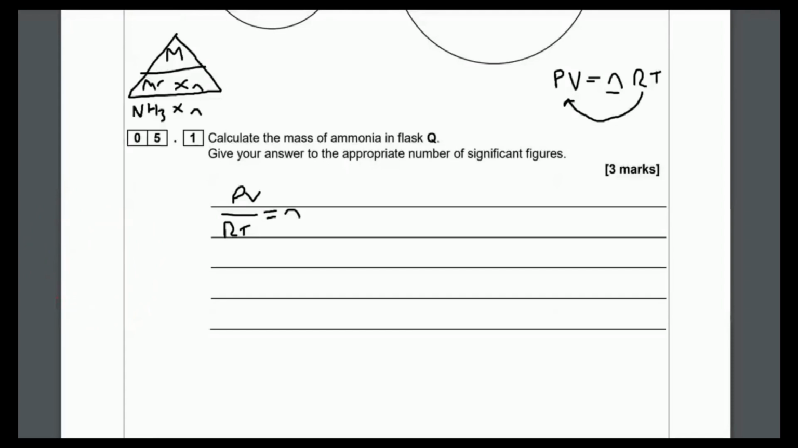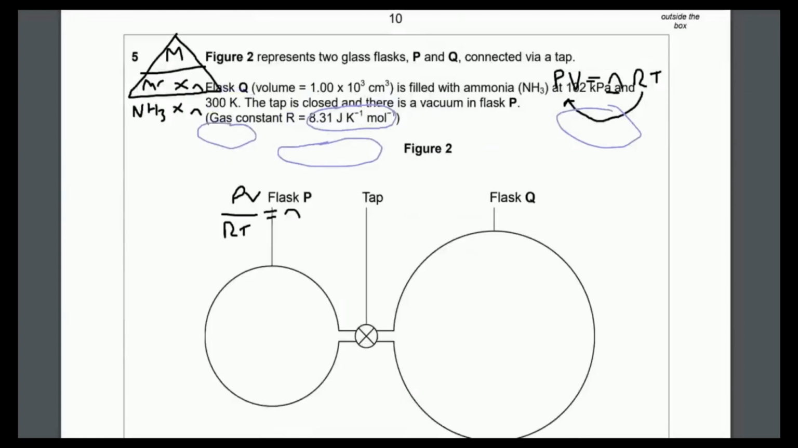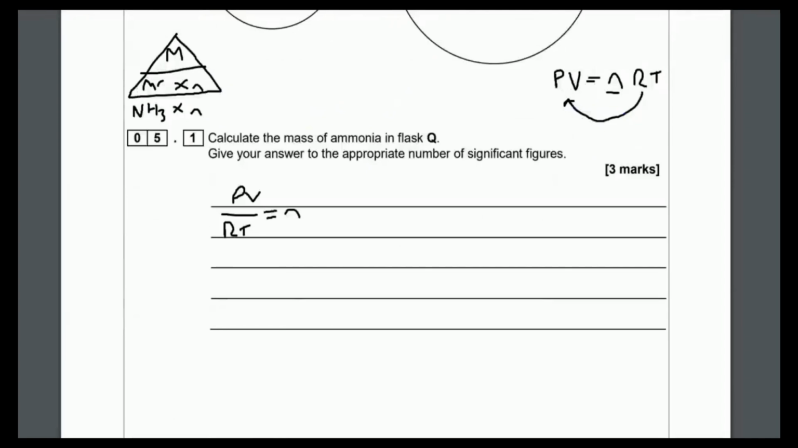So we need to look at what our pressure is in, because it should be in pascals. We've been given 102, so that's 102,000 pascals. 300 K is cool, 8.31 is cool, and we got a volume of 1 times 10 to the 3. But what are we being asked about? Okay, so let's get into this. So we want pressure, which was 102,000, times our volume, which is 1 times 10 to the 3.